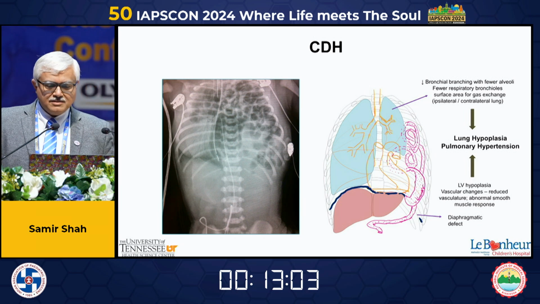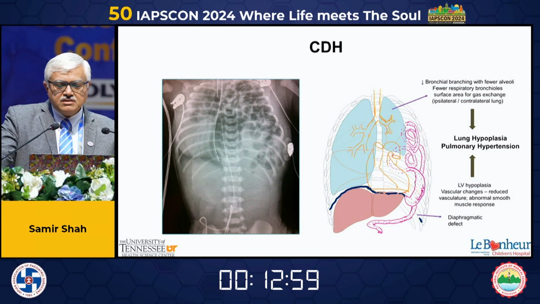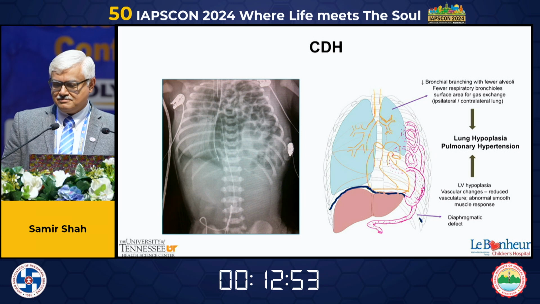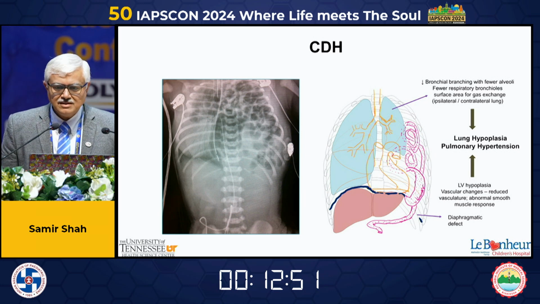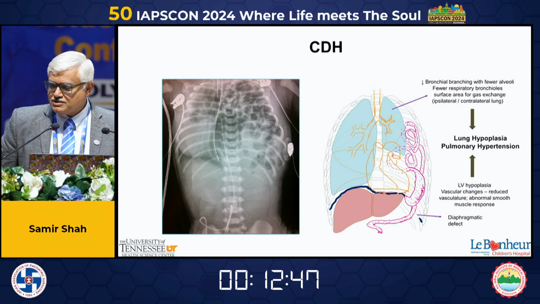So there is lesser bronchial branching. There are fewer respiratory bronchioles.